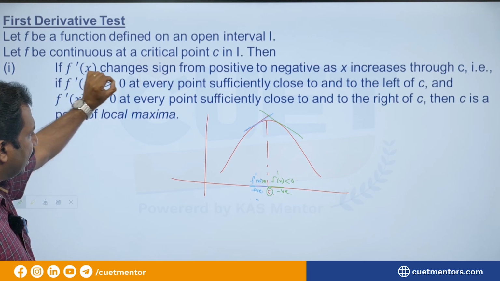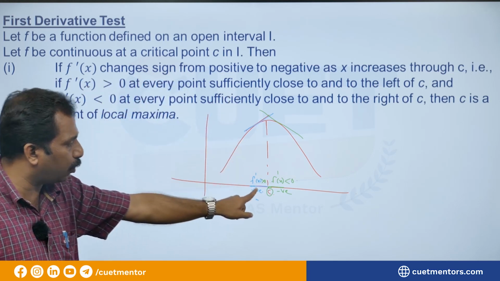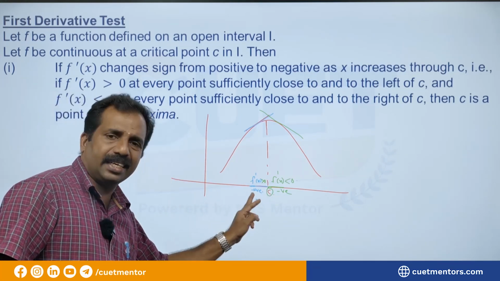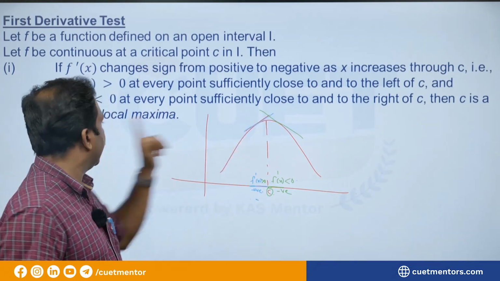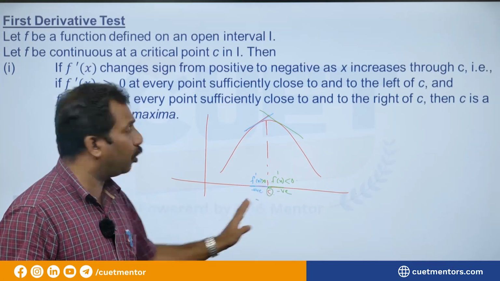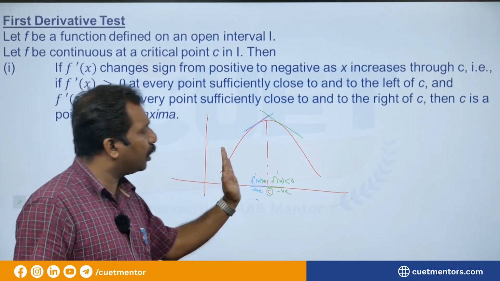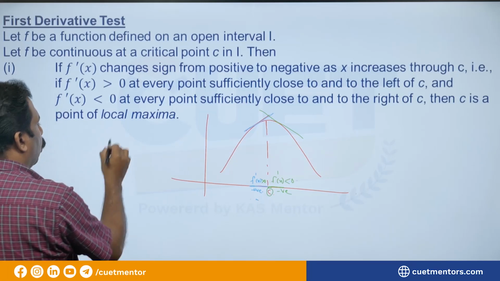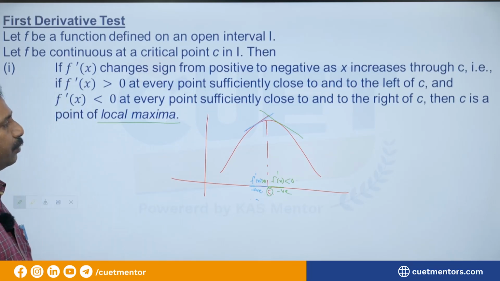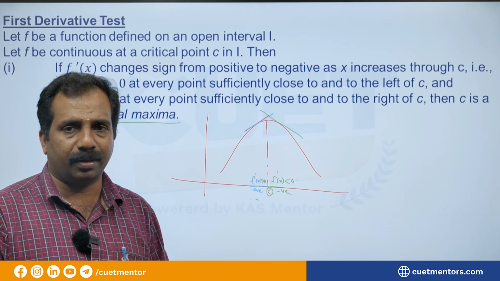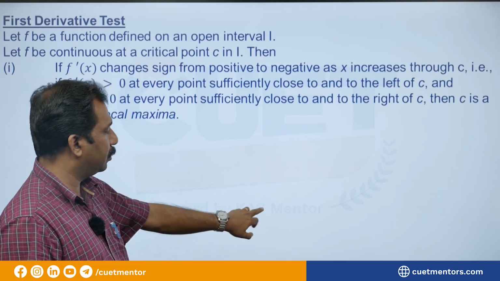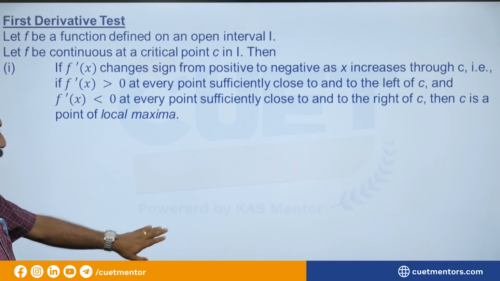That's what is defined here. If f dash x is greater than 0 at every point sufficiently close to and to the left of C, and f dash x is less than 0 at every point sufficiently close to and to the right of C, then C is called a point of local maxima. Okay, so let's discuss the next condition.